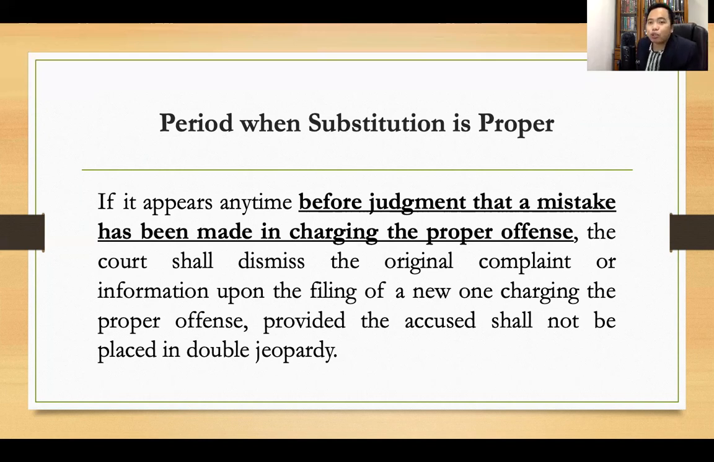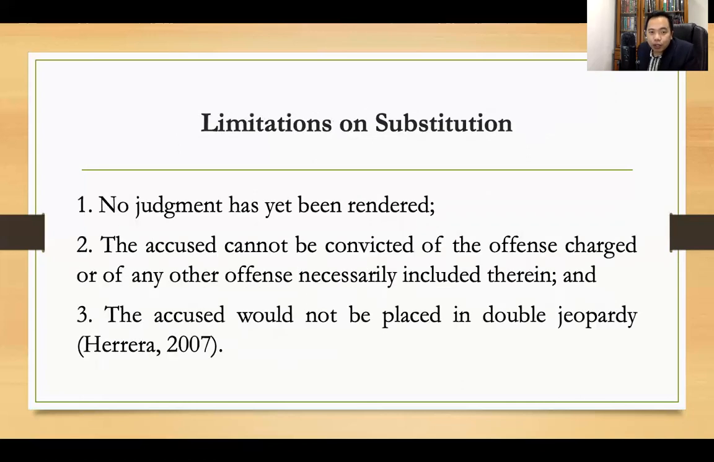Class, substitution is done during trial. For example, you are proving the case for a complaint for homicide. And then during the course of the trial, the evidence would lead to another offense, no, which is more proper. Then the court will allow substitution of the original complaint upon the filing of a new one depending upon the facts established in court. Okay.